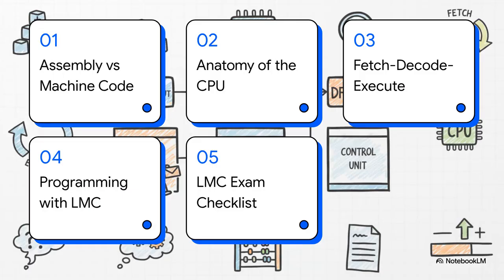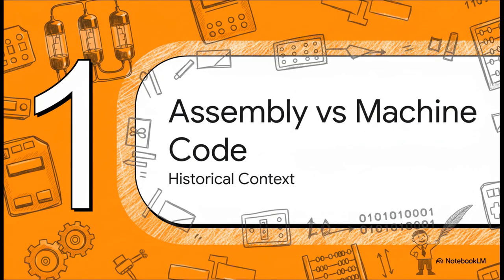So here's our game plan. 1. Assembly versus machine code. 2. Anatomy of the CPU. 3. The fetch, decode, execute cycle. 4. Programming with LMC. And 5. Our essential LMC exam checklist. Let's do this. All right, section 1, assembly versus machine code.